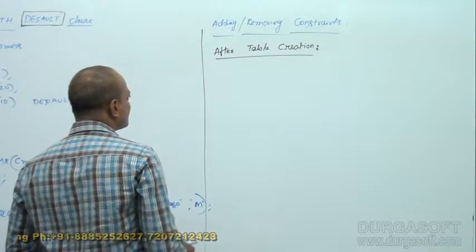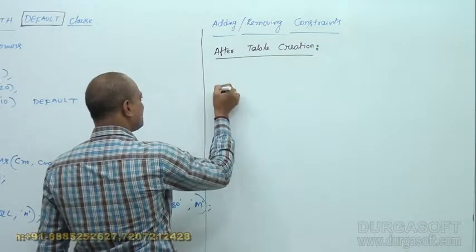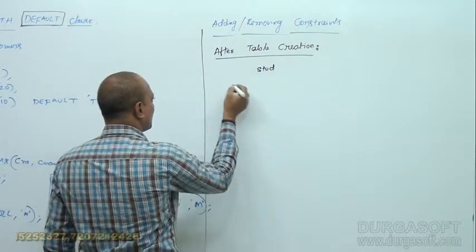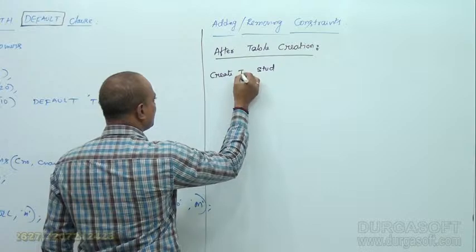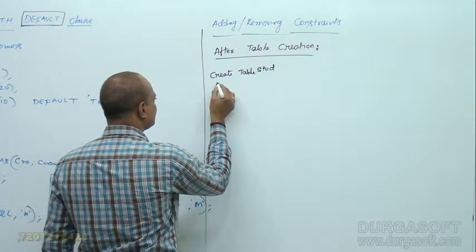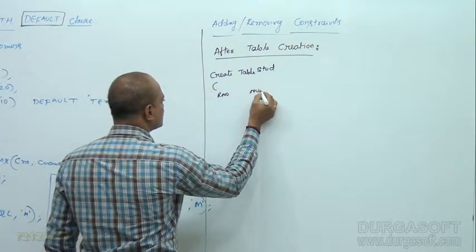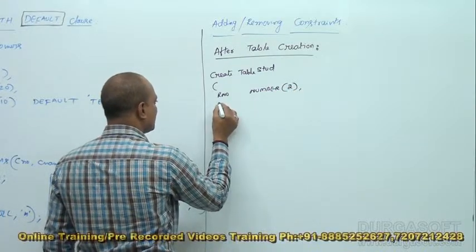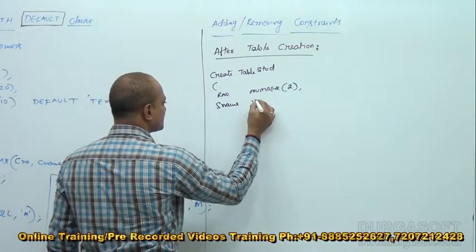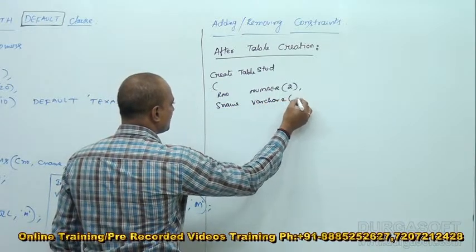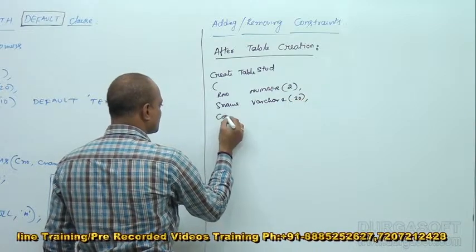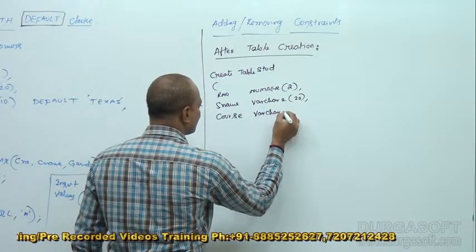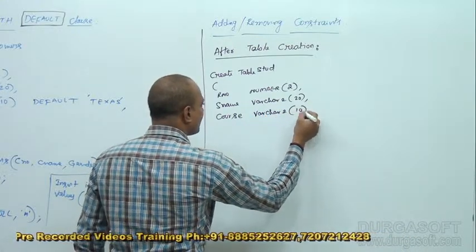Listen carefully. Let me create a table. I am creating a table student: create table stud, with roll number as number of 2, student name as varchar2 of 20, and course name as varchar2 of 10.